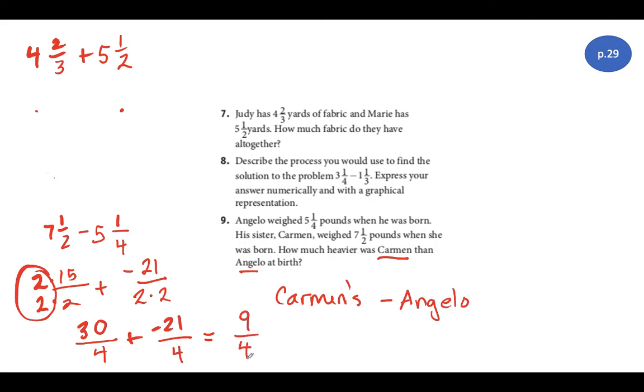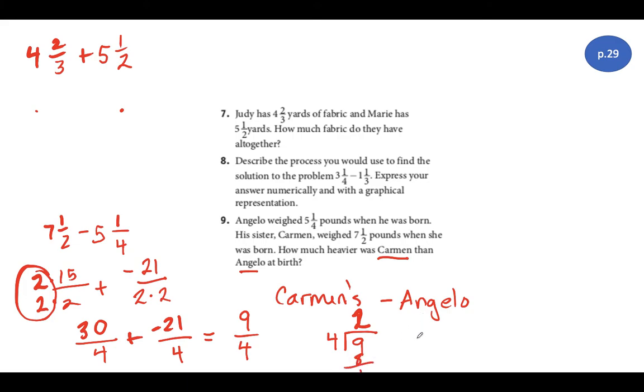equals, well, 30 minus 20 would be 10. So this would be 1 less than 10, which would be 9. So I get 9/4. But again, word problem. Nobody says my baby weighs 9/4 of a pound more than your baby. They're always going to change it to a mixed number, so you should too.